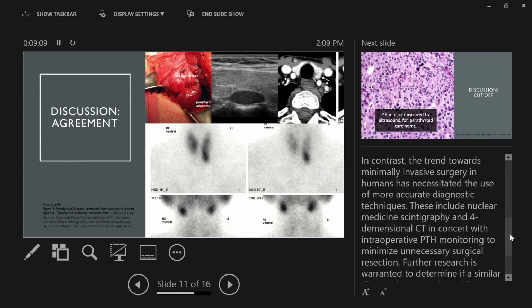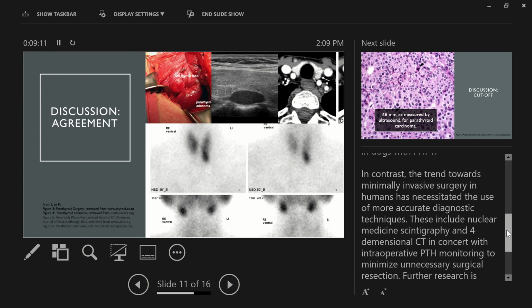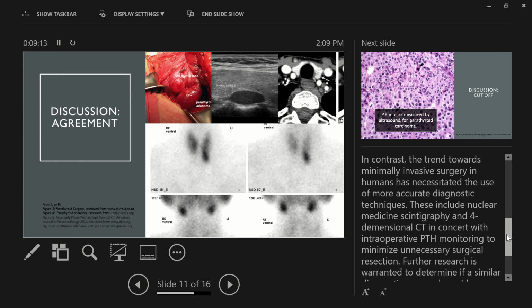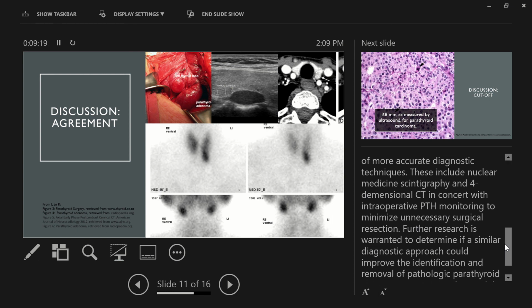In contrast, when looking perhaps at human medicine, the trend towards minimally invasive surgery in humans has necessitated the use of more accurate diagnostic techniques, and this was an interesting rabbit hole to go down, what they're using in human medicine, including nuclear medicine scintigraphy and four-dimensional CT, in concert with intraoperative parathyroid hormone monitoring during surgery to minimize unnecessary surgical resection.